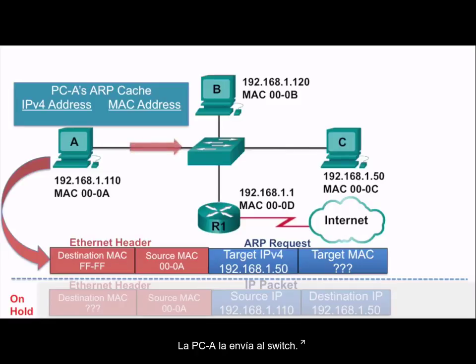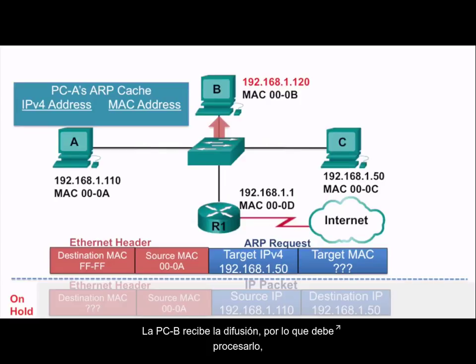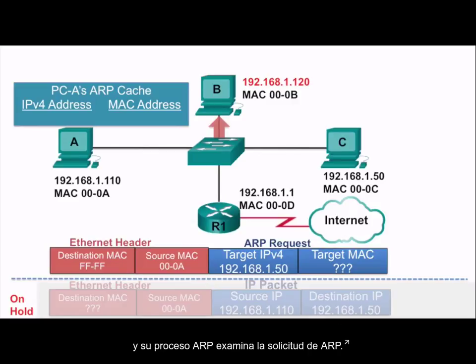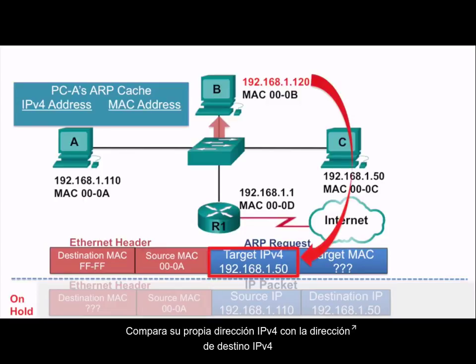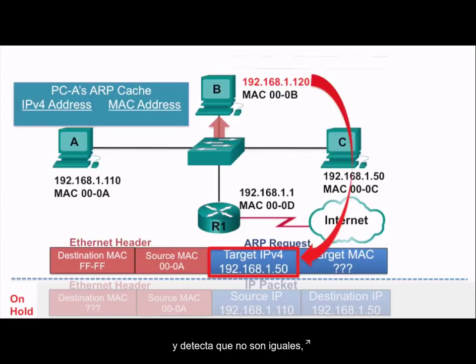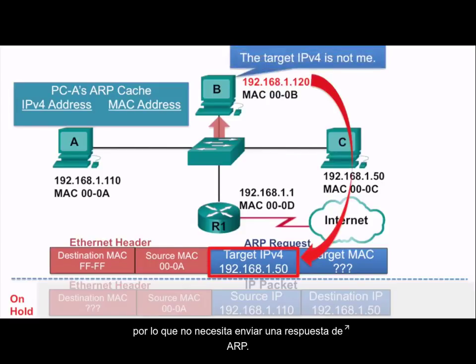So PCA sends it to the switch. Because it is a broadcast, the switch will flood it out all ports except for the port that it came in on. PCB receives the broadcast, so it must process it, and its ARP process examines the ARP request. It compares its own IPv4 address against the target IPv4 address and notices that they are not the same, so it doesn't need to send an ARP reply.